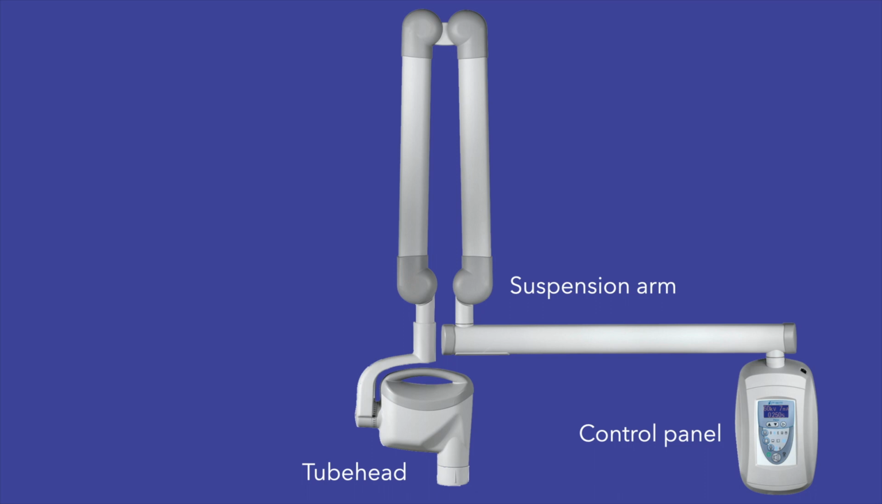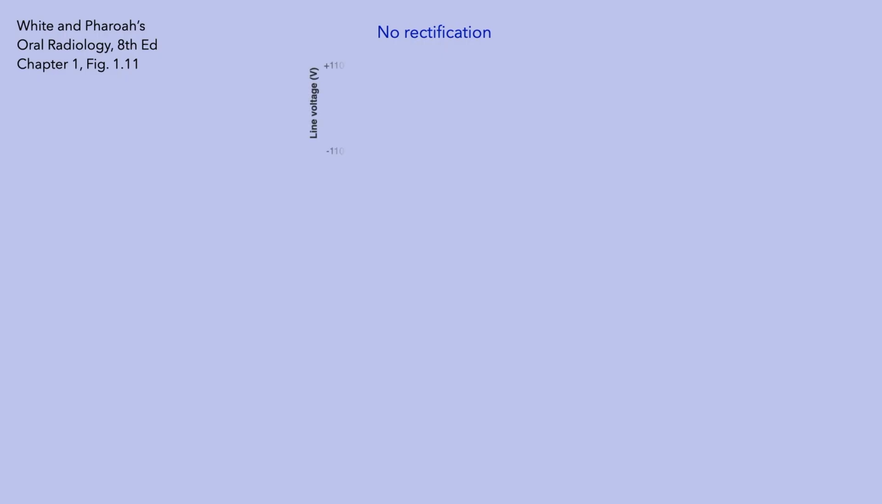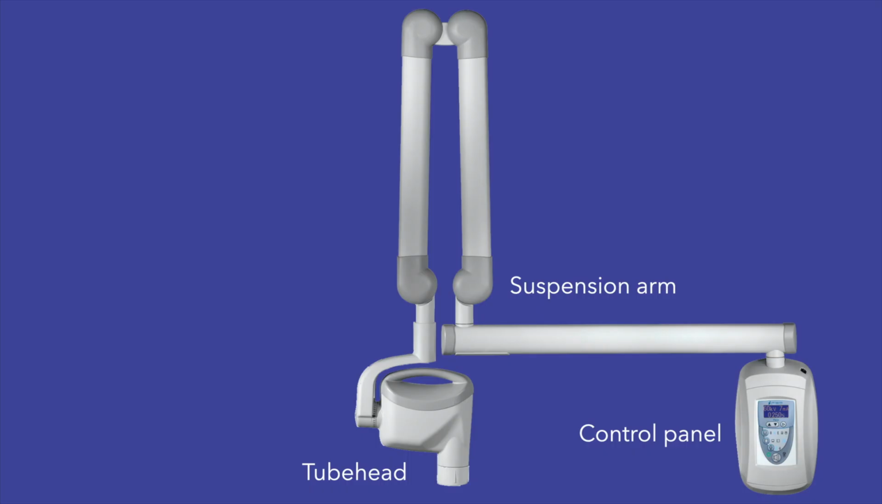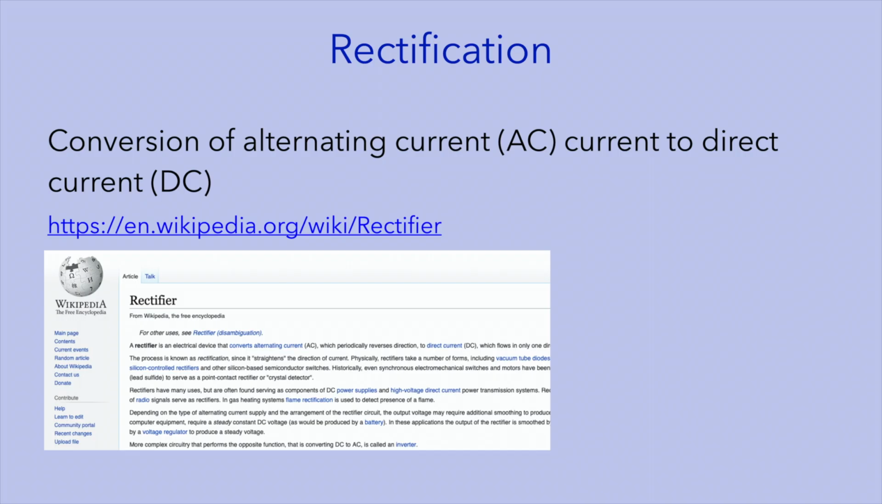This wall outlet provides us with electric power, which is an alternating current. In the United States, this is 110 volts with an alternating current of 60 cycles per second. Integrated within the X-ray unit are transformers and rectifiers. Transformers will increase the incoming voltage to our desired kilovoltage. Rectifiers will change the oscillating alternating current into a more steady flow of current that is applied across the X-ray tube.